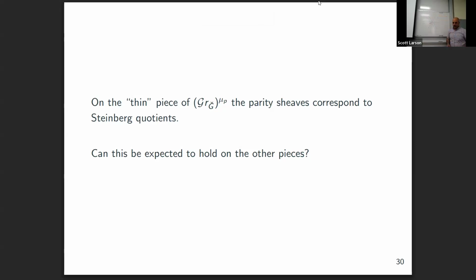But maybe not actual modules, maybe some complexes of modules? My hope is that what would really be a winner is if the parity sheaves on the fixed points of the affine Grassmannian had the character. I don't even know if this makes sense, or how you'd say it. But the point is, that's a very good question.